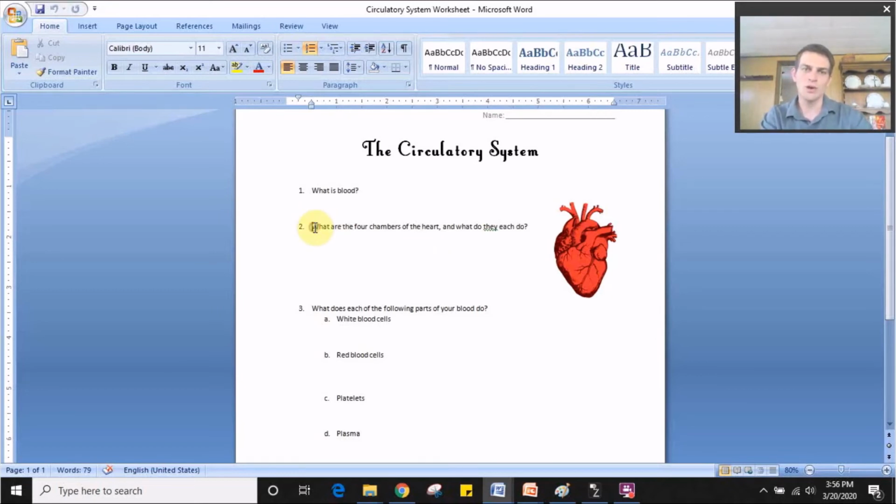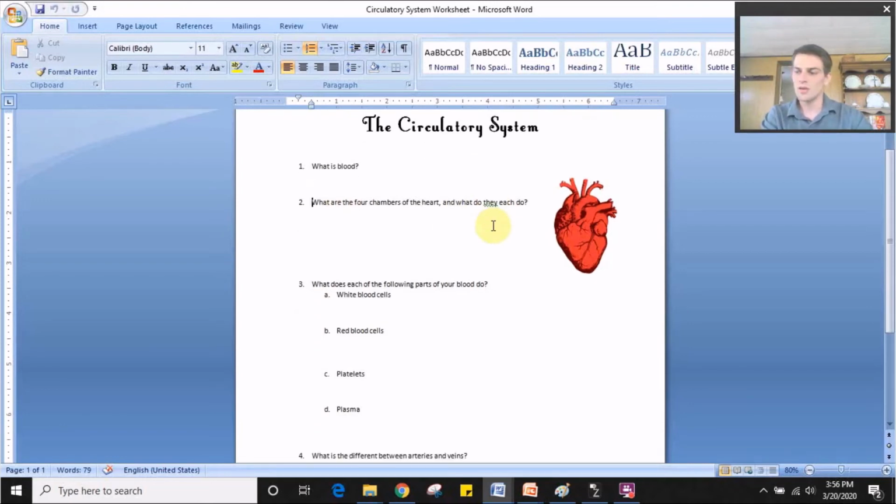Now the four chambers of the heart, and what do they do? So you have left atrium, right atrium, left ventricle, and right ventricle. Those are the four different chambers. So blood will enter the heart from the body into the right atrium. Then it'll be pumped to the lungs by the right ventricle. Then it'll come back to the heart from the lungs into the left atrium, and then the left ventricle will pump it to the rest of the body. So those are the four, and that's what they do.